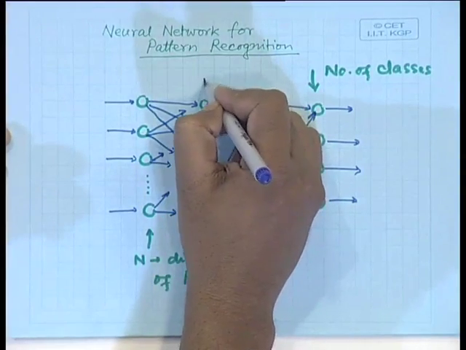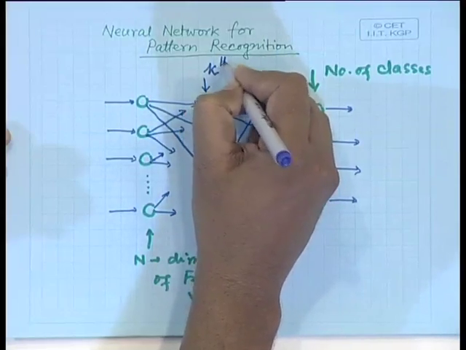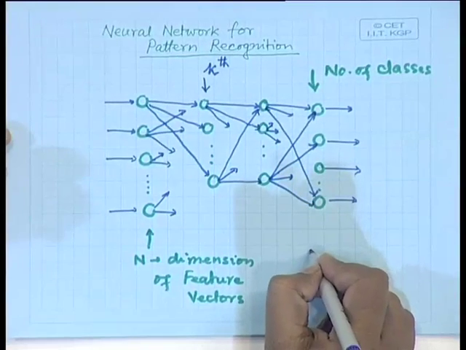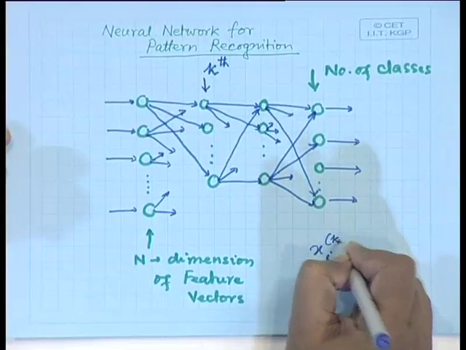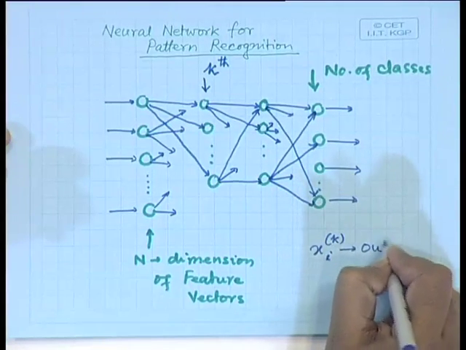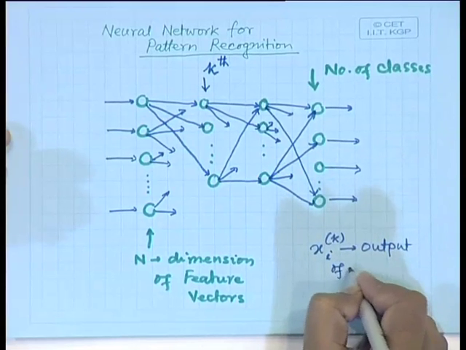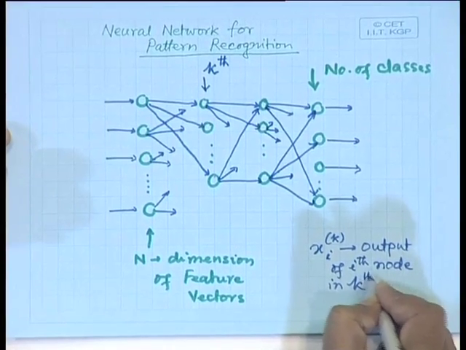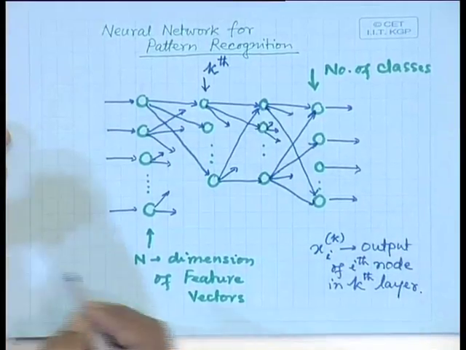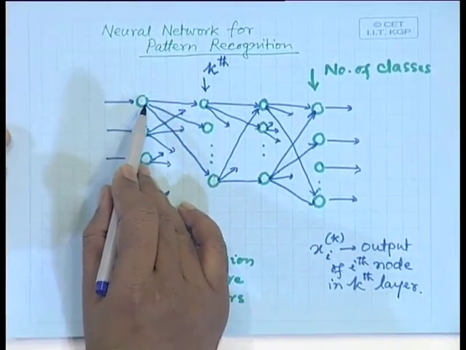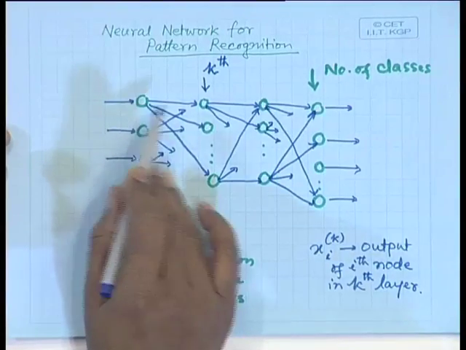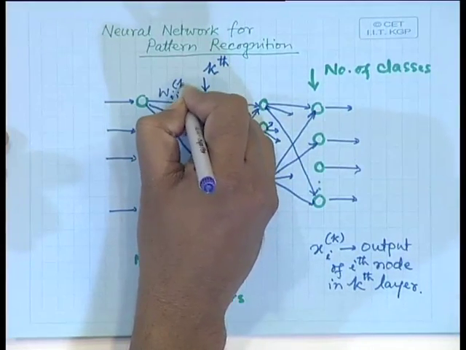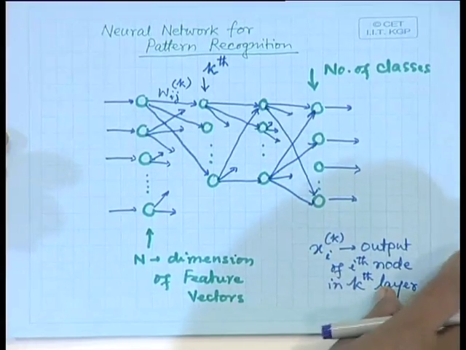If I consider a kth layer node, the output of the ith node in the kth layer is represented by x i k. And the connection weight from an ith node in the (k minus 1)th layer to a jth node in the kth layer is represented by w i j k.